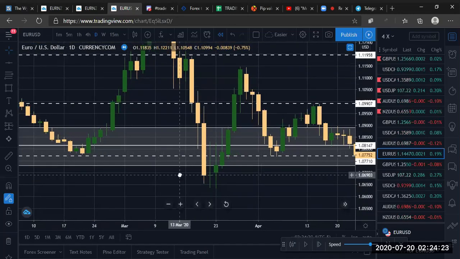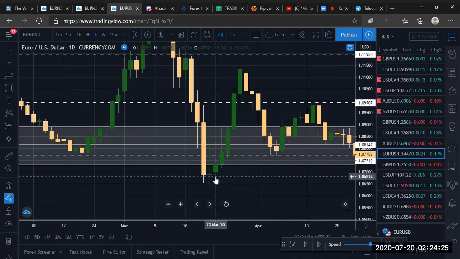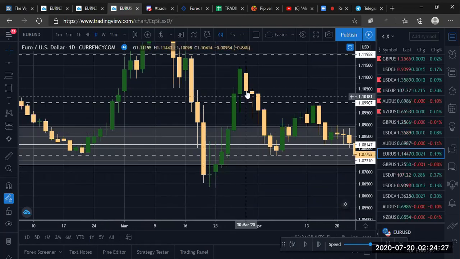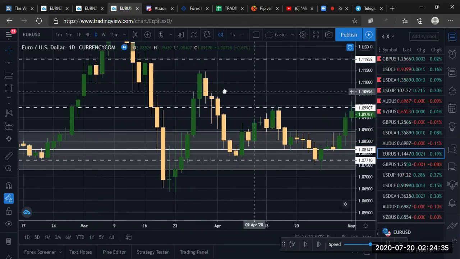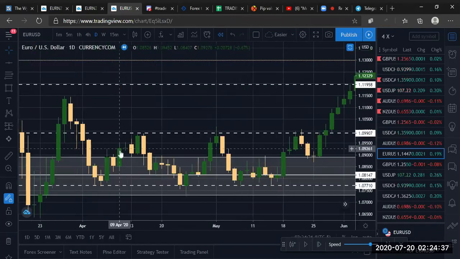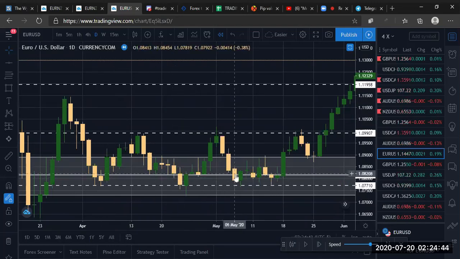Now it broke through it, but you see that eventually it came right back and just went right back up. Came right back into the zone again. So in these zones, these are good to tell when you'll probably see another reaction. So came into the zone, reacted out. Came to the zone again, reacted out. Came to the zone again, reacted out.